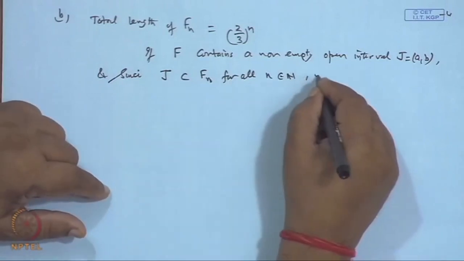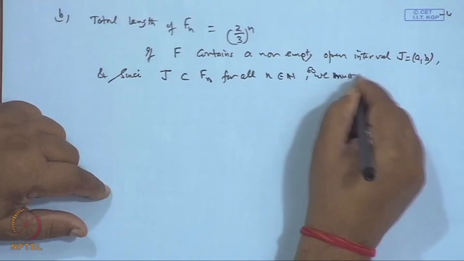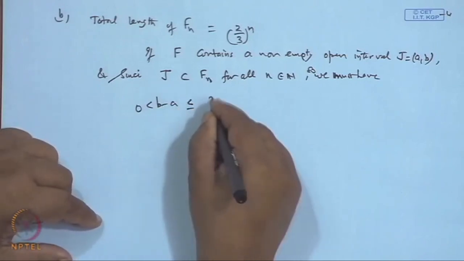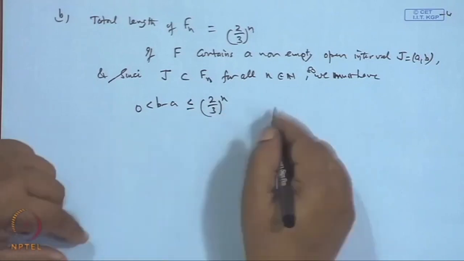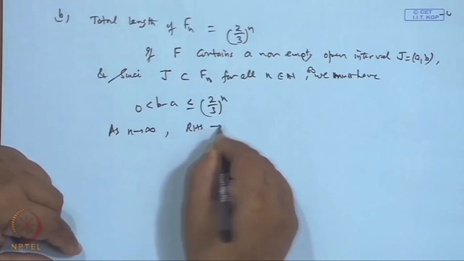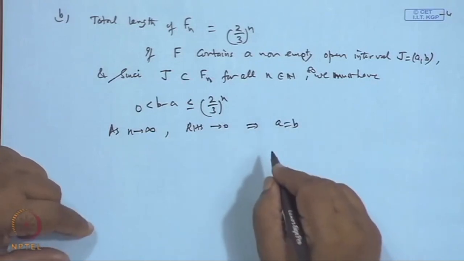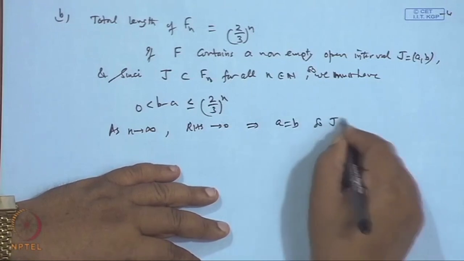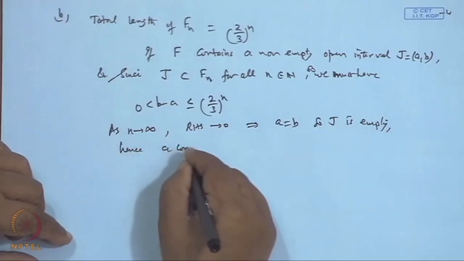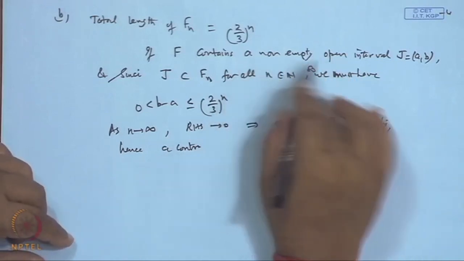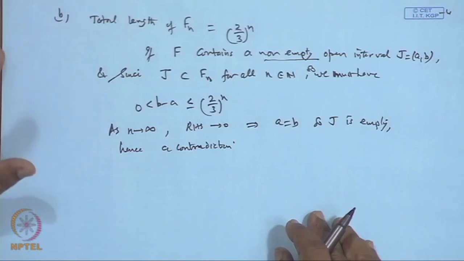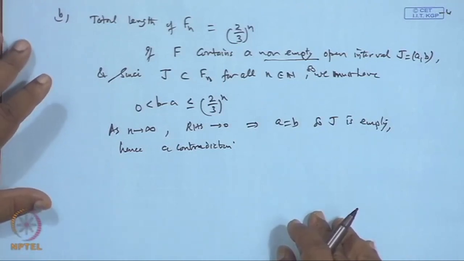So, we must have the length of this, which is B minus A, which is positive, must be less than or equal to the length of this Fn. But as n tends to infinity, the right hand side goes to 0. So, this implies that A is equal to B. It means we do not get any intersection. So, J is an empty set, hence a contradiction. Because what we assumed is that F contains a non-empty open interval, which is not true. Hence, the Cantor set will not contain any non-empty open interval as a subset.